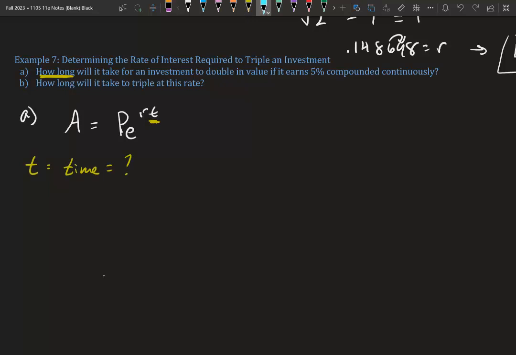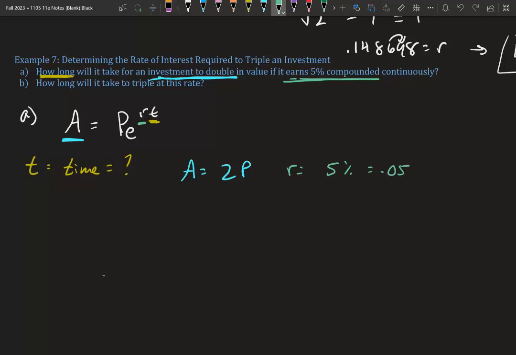And then we're looking for the investment to double. So however much we're putting down, we want it to double at the end of the day. And it's 5% compounded continuously. So that's our rate. Our rate is 5%, which we know is 0.05.